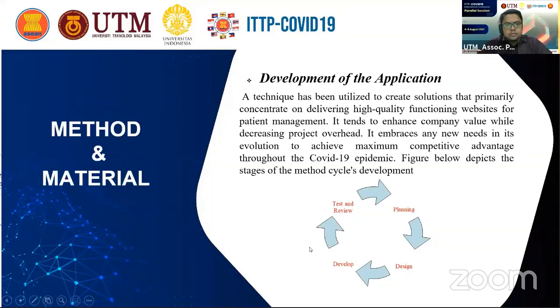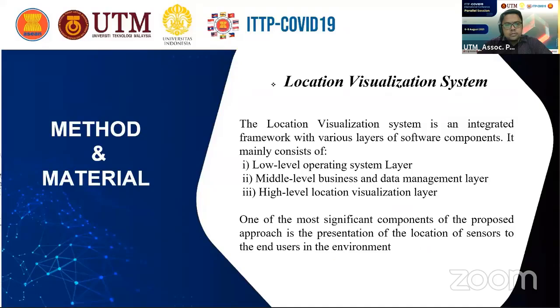Next is the location visualizing system. The location visualizing system is an integrated framework with various layers of software components. It mainly consists of three main parts. Number one is the low-level operating system layer, then the middle-level business and data management layer, and the high-level location visualizing layer. One of the most significant components of the proposed approach is the presentation of the location of sensors to the end user in the environment.